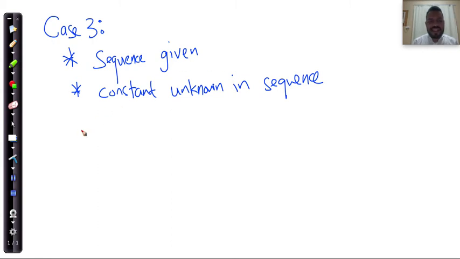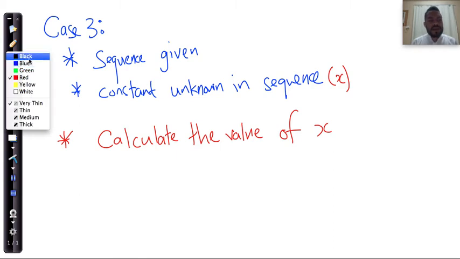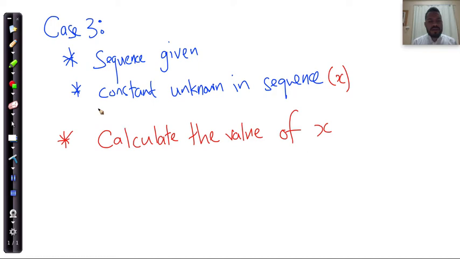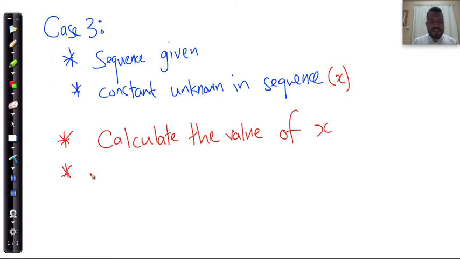That's the first thing. The second thing is the types of questions they would ask you: calculate the value of the constant unknown, or determine the value of the constant unknown. I'm going to call this constant unknown x. So they can ask you, give me the value of x. And then finally, the other questions they can ask are any case 1 questions once you've found that.